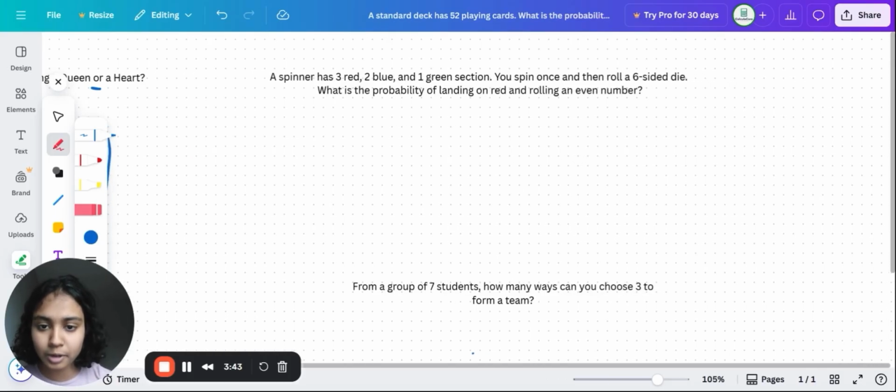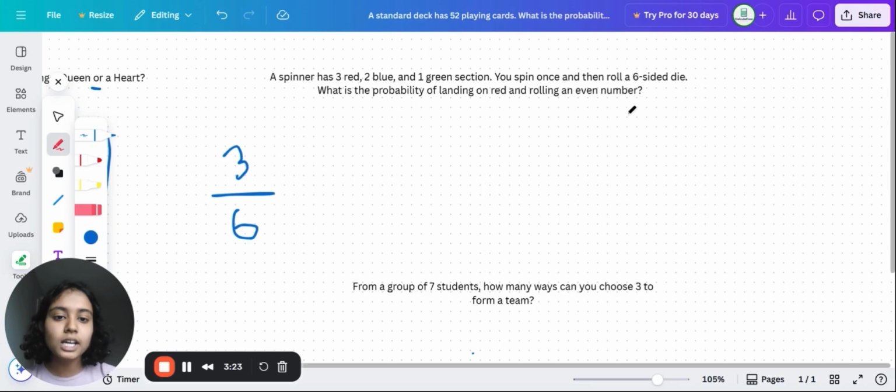A spinner has 3 red, 2 blue, and 1 green section. You spin once and then roll a 6-sided die. What is the probability of landing on red and rolling an even number? So we see that the spinner has 3 plus 2, which is 5, and then 5 plus 1, which is 6. So 6 total sections, and then 3 of those are red. So that's our probability for this first part of the question.